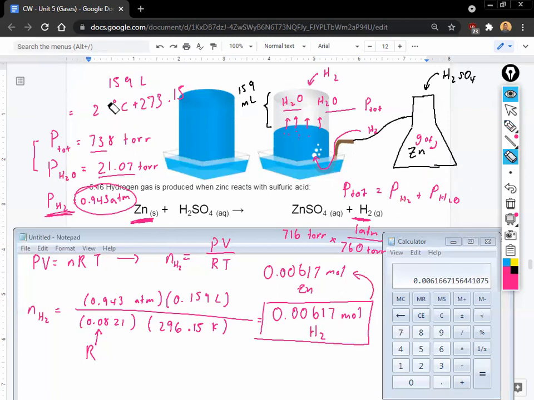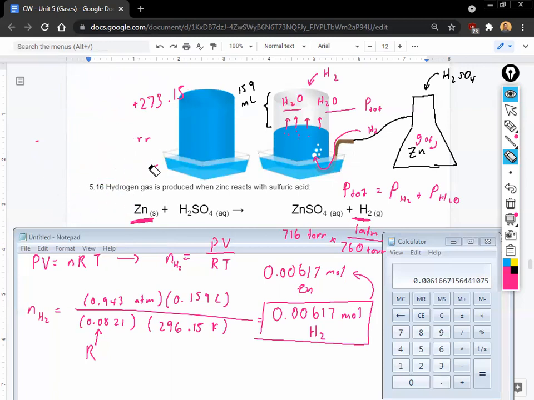Okay. I'm going to erase this. From here, we just need to do one final conversion, and then we'll be all done. All we need to do is take the moles of zinc, which is 0.00617 moles of zinc. If I want to turn moles into grams, where do I get the numbers from? Periodic. Yeah, the periodic table. So it's going to be 1 mole of zinc, and 65.39 grams of zinc. This is all going to come from the molar mass.